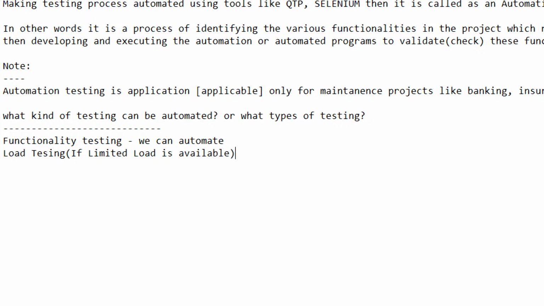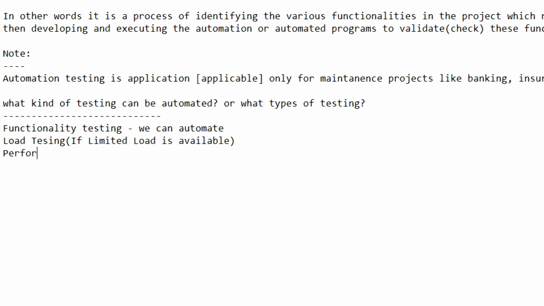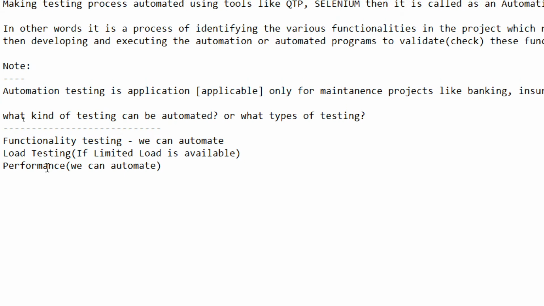As well as performance testing, we can also automate. So what types of testing can be automated? Functional testing we can automate, load testing we can automate, and along with load testing, we can automate performance testing. Performance also we can automate.